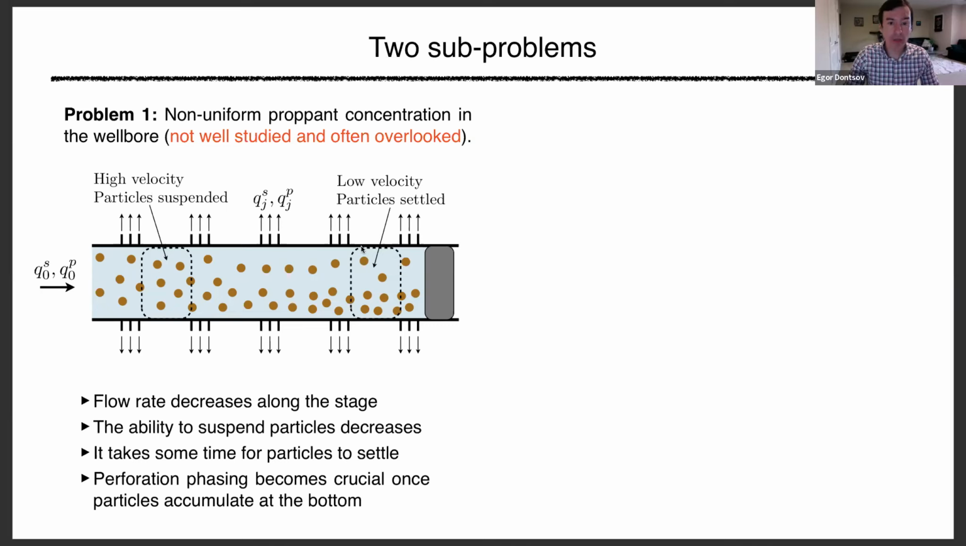And so what happens now, you have a situation like this. If you have perfs at the bottom, they're going to be grabbing more particles because they all settle. But perfs at the top are going to get fewer particles, because the particles have settled. So the concentration locally is much less at the top of the well. That's the basic reasoning why phasing may be important, because of particle settling. So that's the first problem.